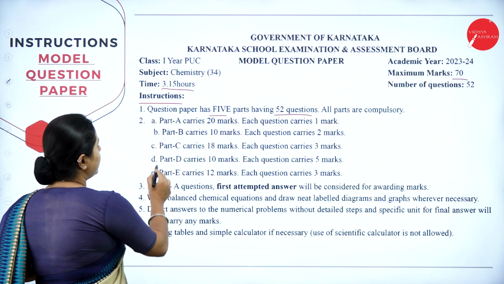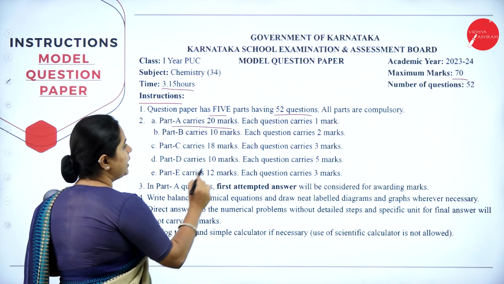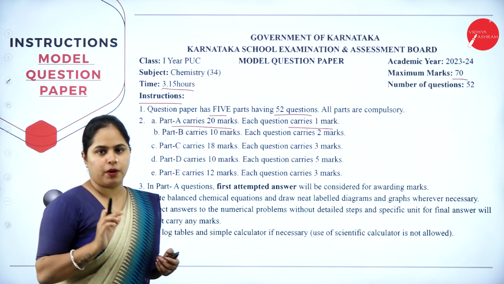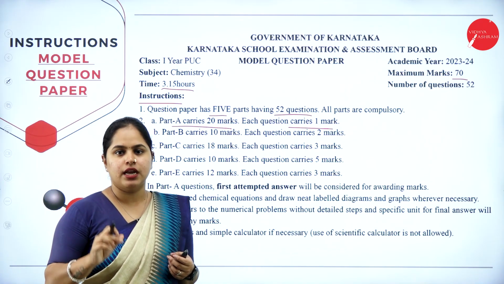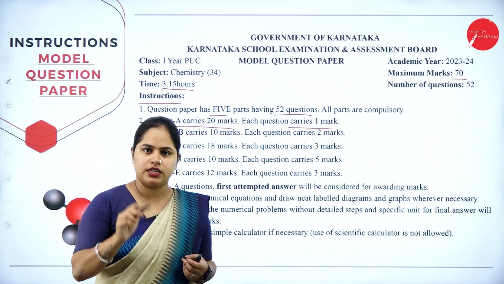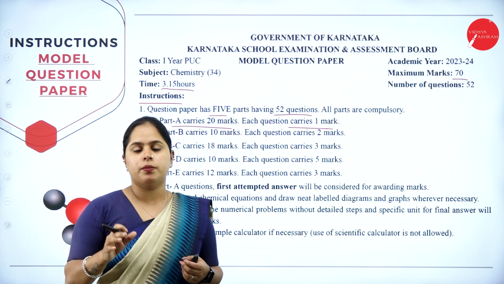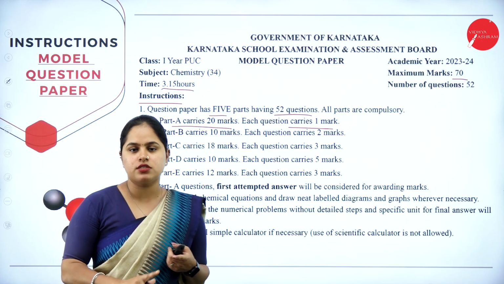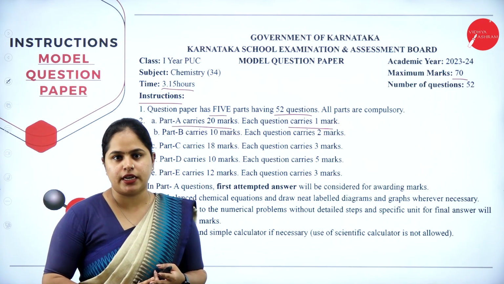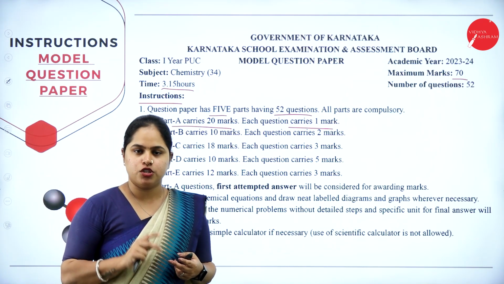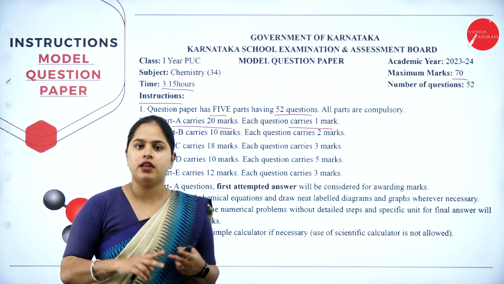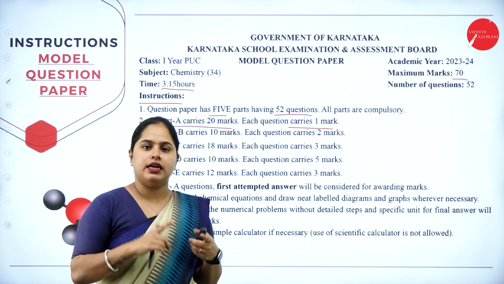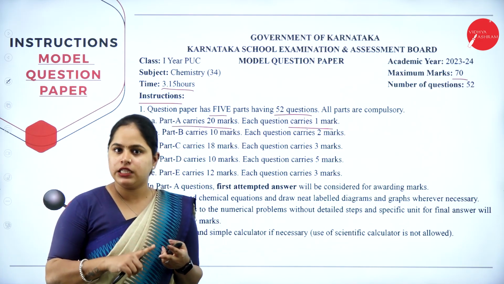Part A carries 20 marks and each question carries 1 mark. So the first part is Part A, which is carrying 20 marks, and each question is for 1 mark. So in total you will be getting 20 marks from Part A. You have MCQ questions as well as fill in the blank type of questions in Part A. So 2 types of questions will be there: in Part A itself you will have 2 parts, that is MCQ as well as fill in the blanks.